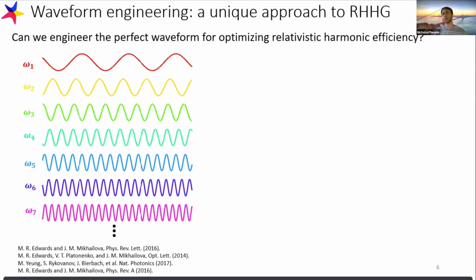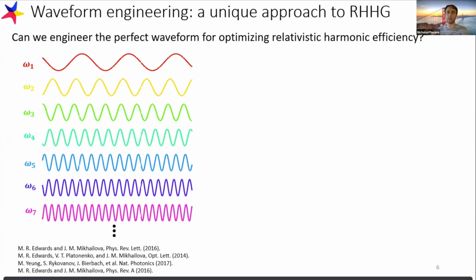What I'd like to discuss now is our approach in the lab, both theory and experimentally, to achieving enhanced harmonic generation. And our approach is to use waveform-controlled engineering. So the question is, can we engineer the perfect waveform for optimizing relativistic harmonic efficiency? How do we do this, both theoretically and practically, is what I will discuss.